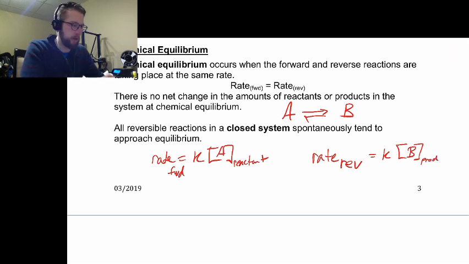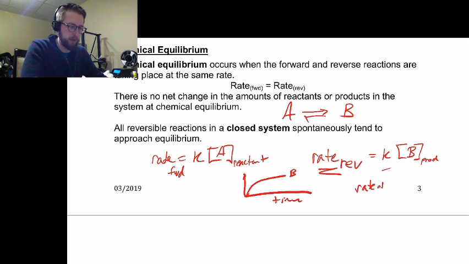And as the reaction goes forward, over time you're going to be producing B. So B is increasing. That means the rate of reaction is going up. So the rate of B is going up, or the rate of reverse is going up. And over time, the amount of A is decreasing. So then the rate of A is going down.